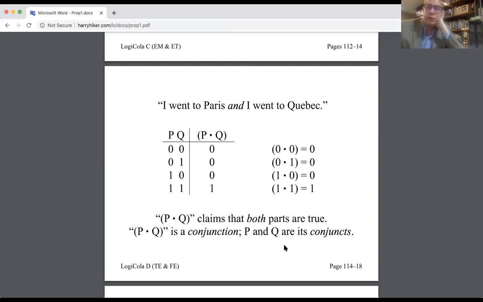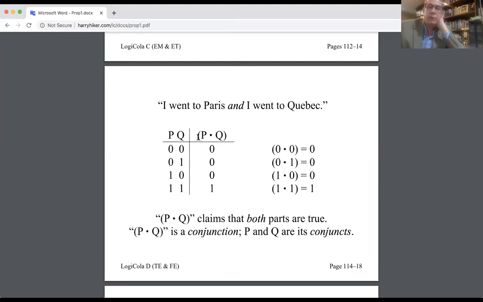Okay, so let's just go over this basic truth table again. How is a truth table set up? Here are the two parts of this statement. The overall statement is called a conjunction. The parts, P and Q, are called conjuncts. The dot is what this symbol is called, and it is the main connective of the statement. So the statement is called a conjunction. Its parts are the conjuncts, and the dot is what joins them together.